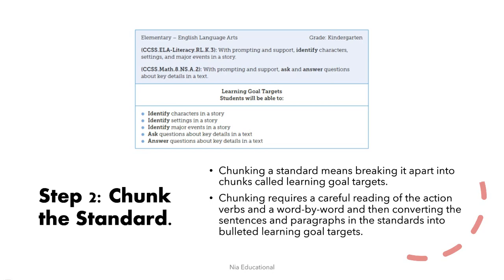We're going to do this by taking the verbs that we circled. In this case, the procedural knowledge was identified, so we're going to chunk that. We're going to identify, what do we have to be able to do? What procedural knowledge do we need to be able to do? We're going to put that together. We're going to identify the characters in the story. That student is going to be able to identify the settings in a story. That student is going to be able to identify the major events in a story. That student is going to be able to ask questions about key details in a text. That student is going to be able to answer questions about key details in the text.